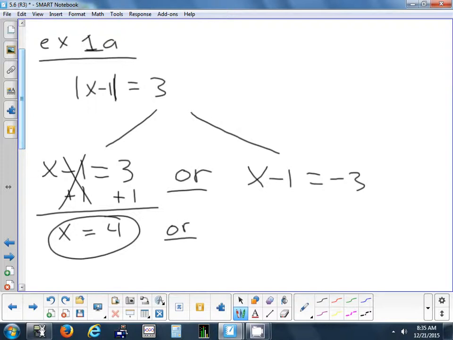Now we have to get the second answer. Solving an absolute value equation is really just like solving the problems you've done before. You just have to do it twice per problem. All right. Yep, Kevin.